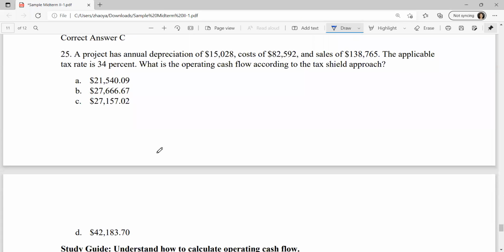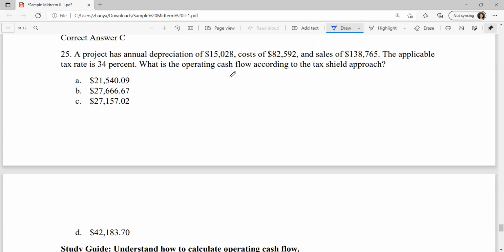Question 25. A project has annual depreciation of $15,028, costs of $82,592, and sales of $138,762. The applicable tax rate is 34%. What's the operating cash flow?